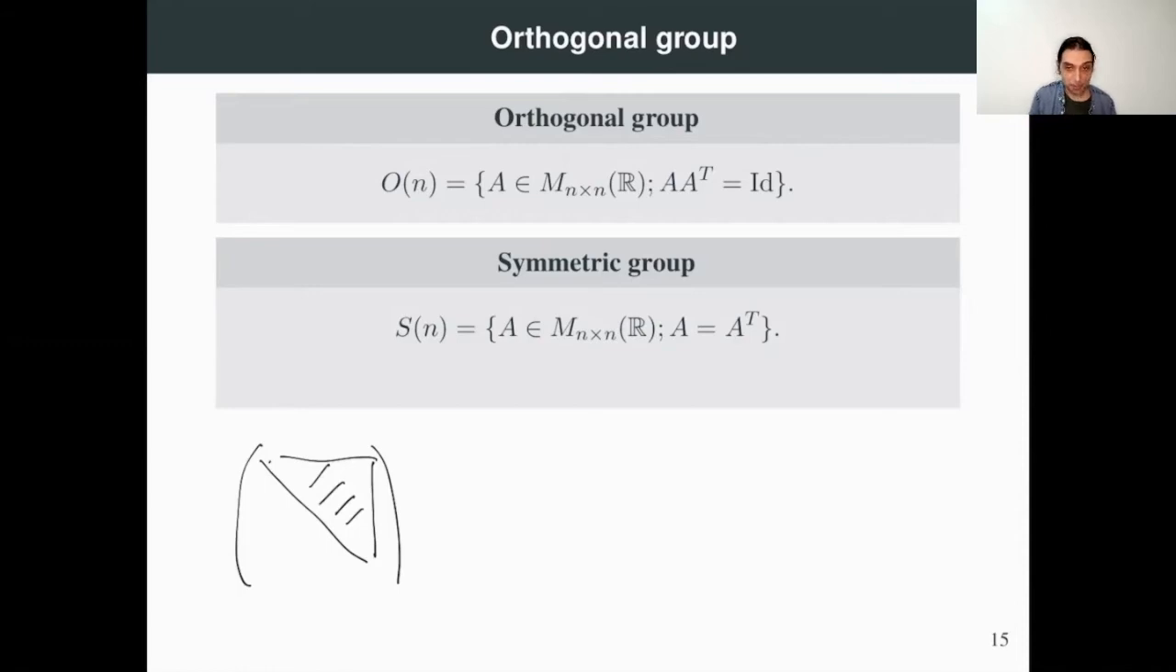For instance, let's consider a trivial example. If we have these elements over here, there is just one way of completing this matrix so that it is symmetric, and it's just writing there a 2. So Sn is a linear subspace of the vector space of square matrices.